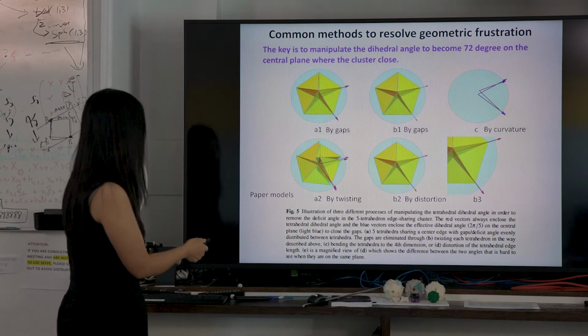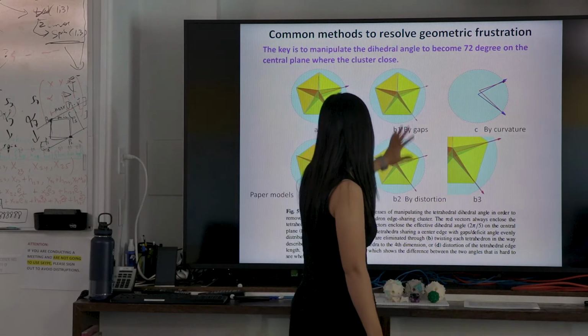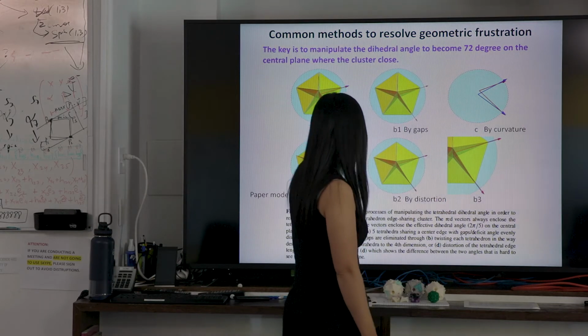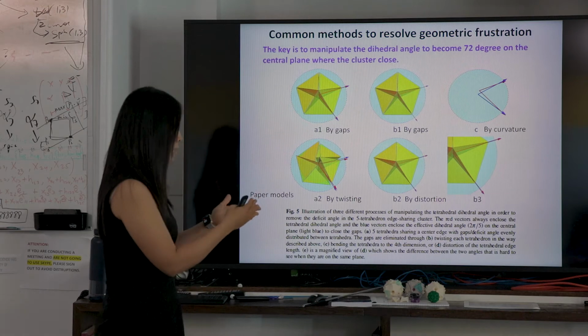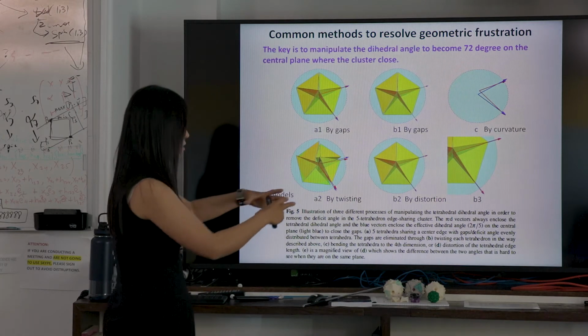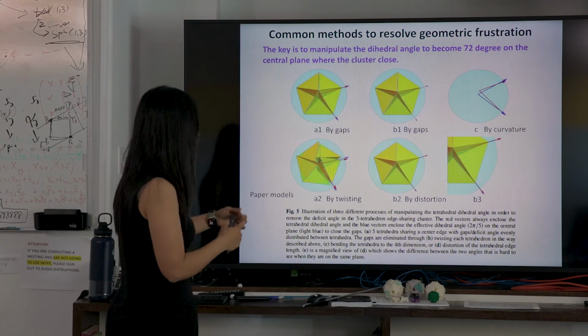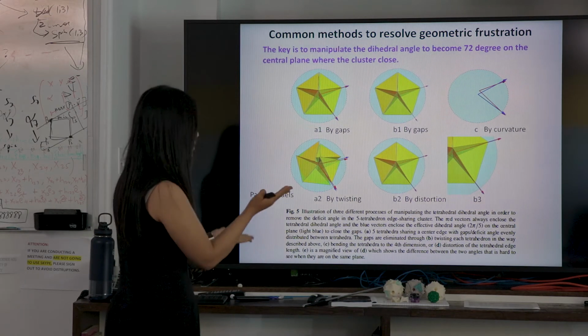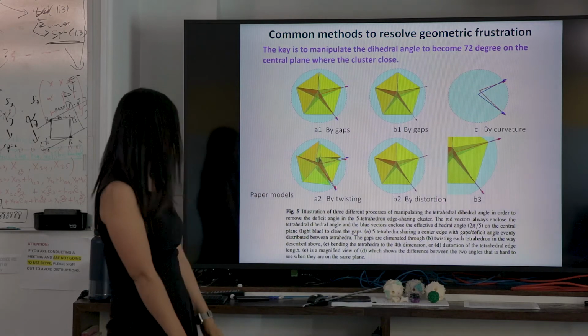And so in all these 4 methods, basically we're trying to, on the central plane, close up these dihedral angles. I mean these angles that are either the dihedral angle or what we call the effective dihedral angle.